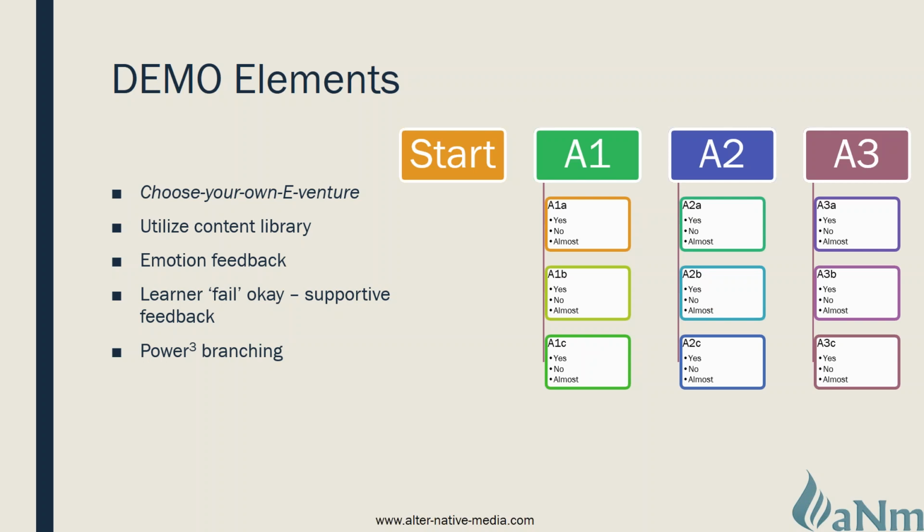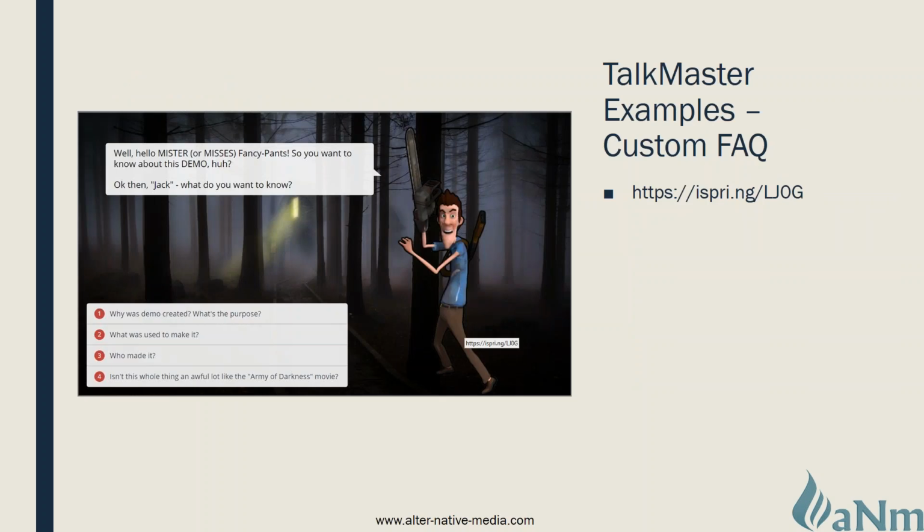So, things to be considered when branching: is it okay to fail? Can they restart? Can they see it again? And then we took a look at different examples, including my own FAQ using TalkMaster based on Army of Darkness and Ash versus Evil Dead.